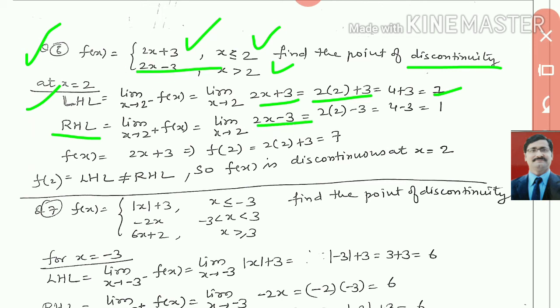So 2x minus 3, you put 2 in place of x, which means 2 into 2 minus 3, so you get 1. Now you can check these are not equal, the limit and the function value are not equal, so the function is discontinuous at x equal to 2.